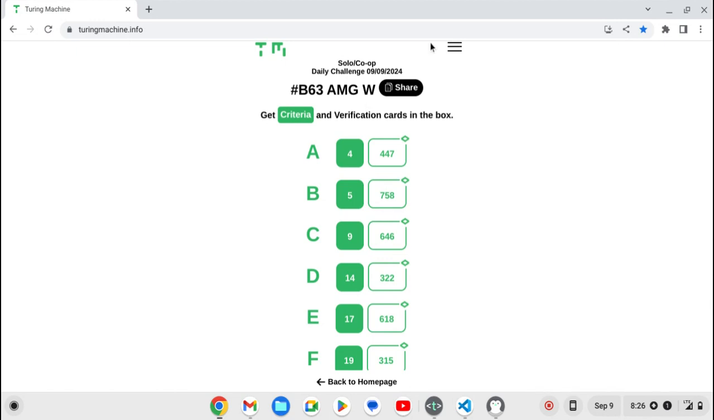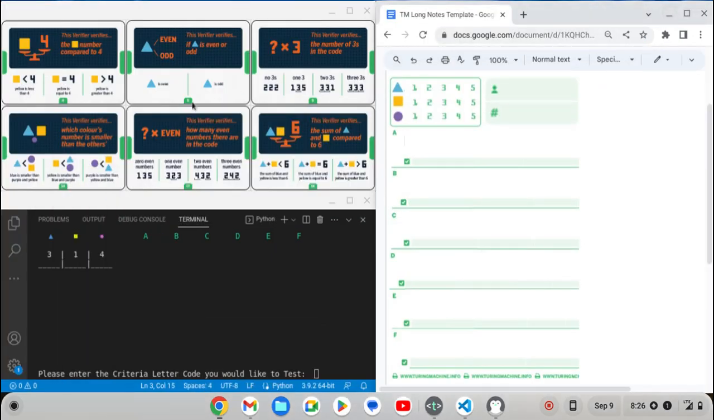Let's go solve. So in the grid above, we've got our 6 criteria cards. On the top row, we've got criteria card A, criteria card B, and criteria card C. On the bottom row, we've got criteria card D, criteria card E, and finally criteria card F. Criteria card A looks at our middle digit, the square digit, and compares it to the number 4. So should square be less than 4?